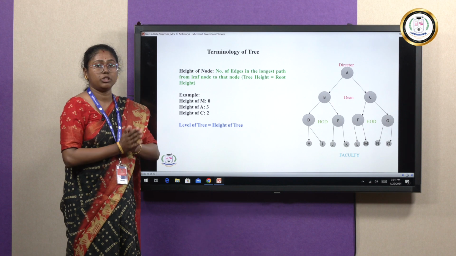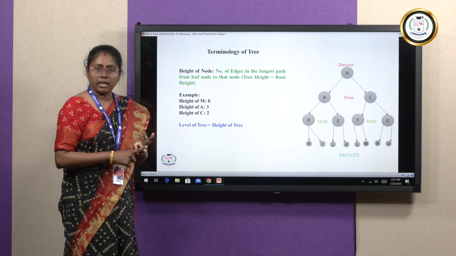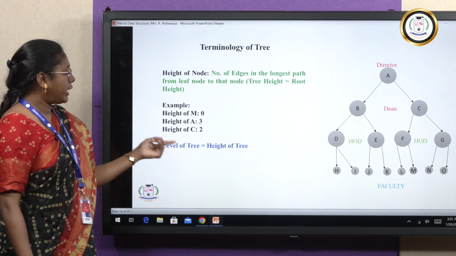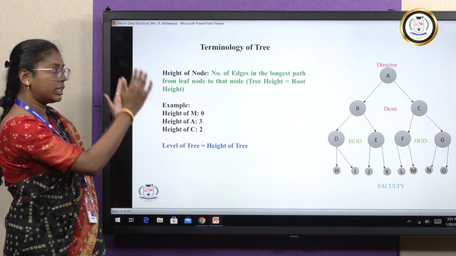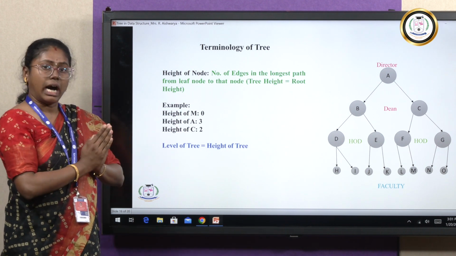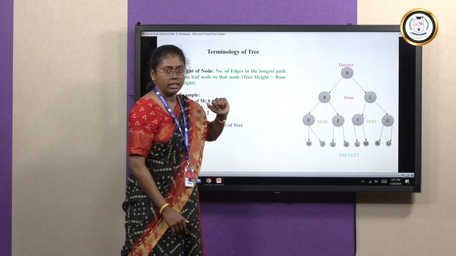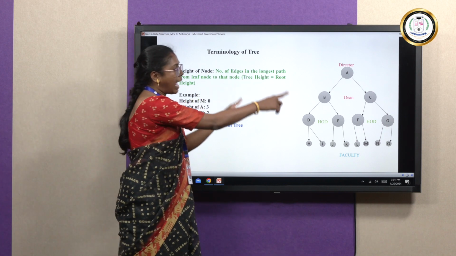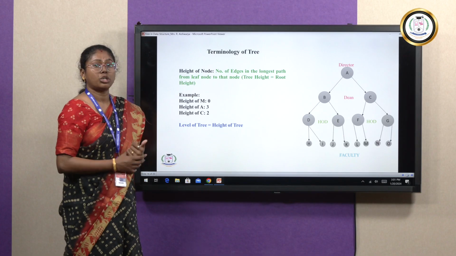This is very important in real-time applications. You should know the difference between the level of the node, the degree of the node, and the height of the node. Here I have mentioned one more thing: level of tree equals height of tree. If I check the height of the tree and the level of the tree, the overall level of the tree will be 3, since I counted 0, 1, 2, 3 previously. The same goes for the height: the overall height of the tree is also 3. So the level of the tree and the height of the tree are equal.